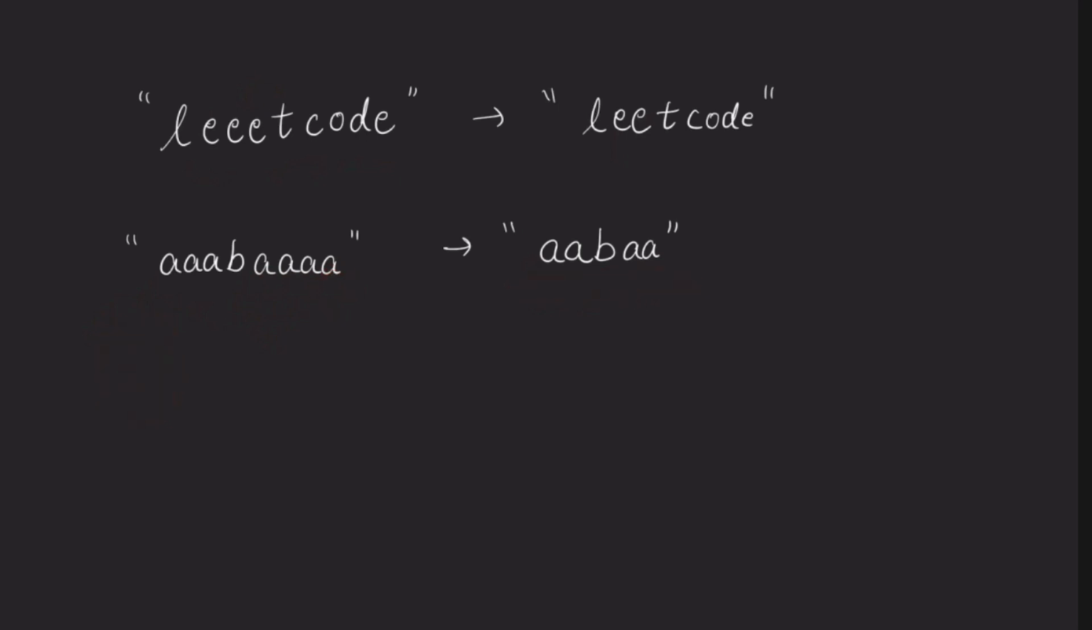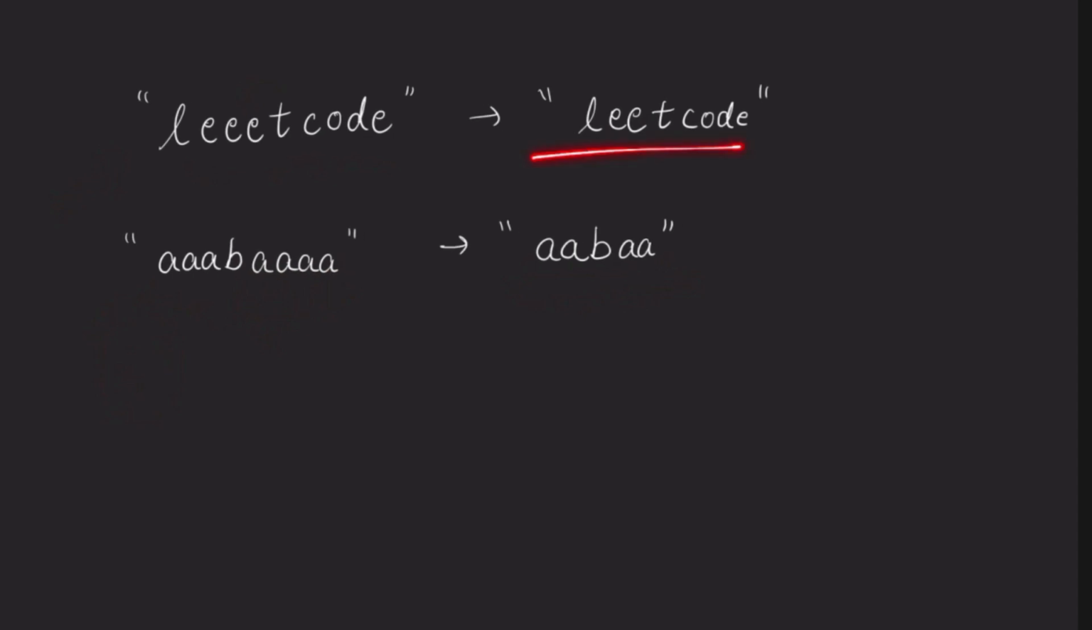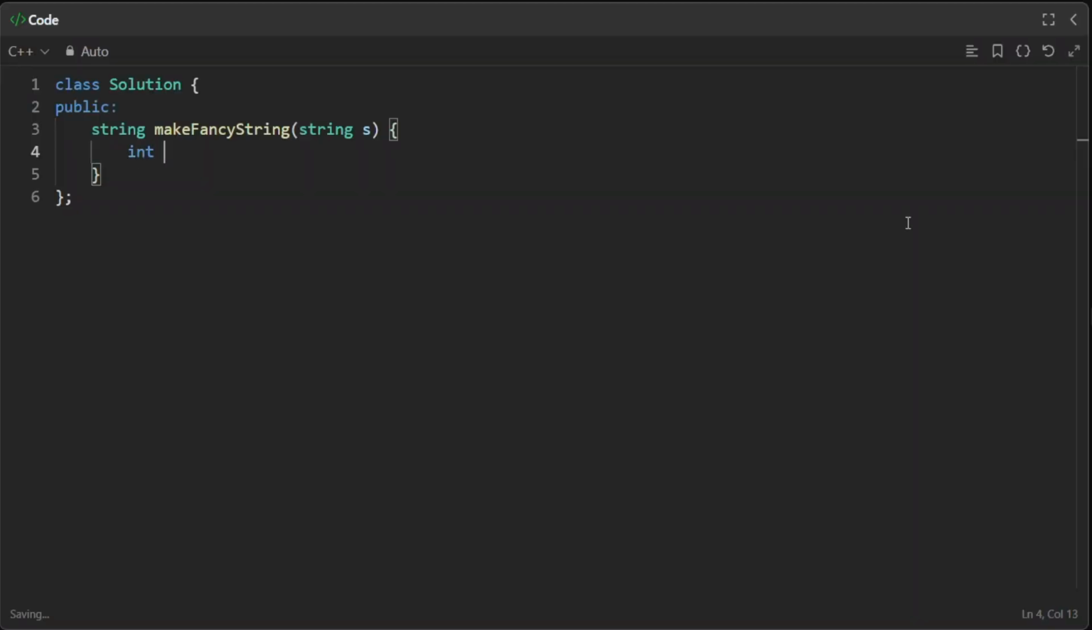So it's a simple approach we have to follow: we loop through the string, keep track of the count of consecutive characters, and add characters to our final string only if our count is less than 3. So let's code it out. First of all, we'll create a counter variable whose initial value will be 1, because we will start our loop from 1 so that we can compare our current character with the previous character. So we need to take the count of the first character also, and that's why count is starting from 1.